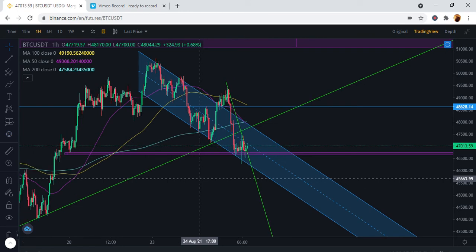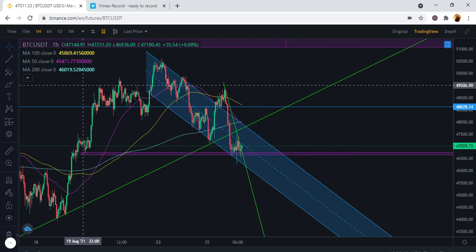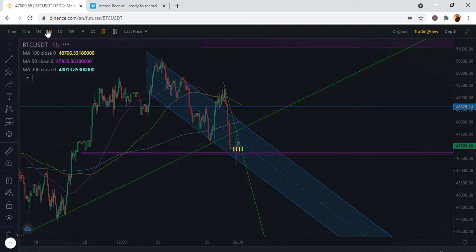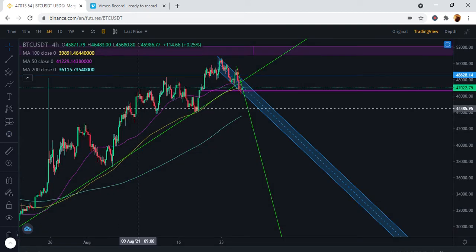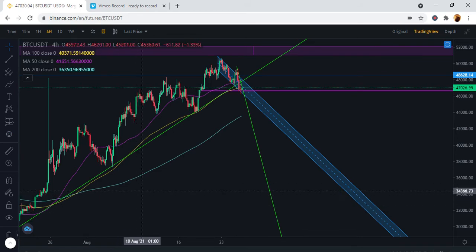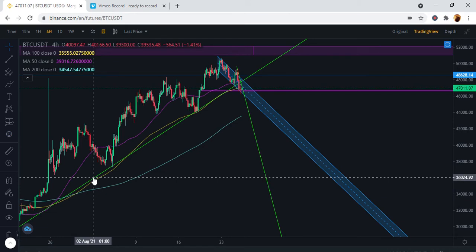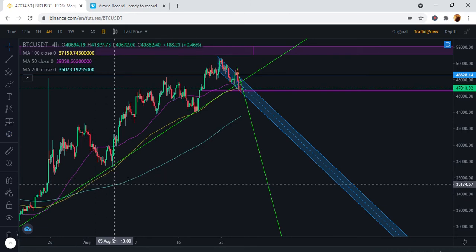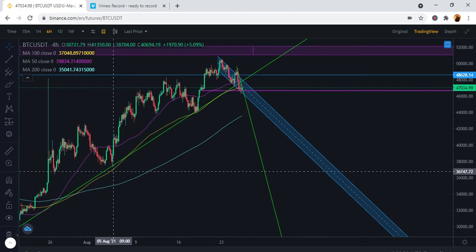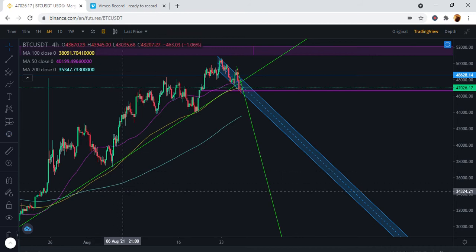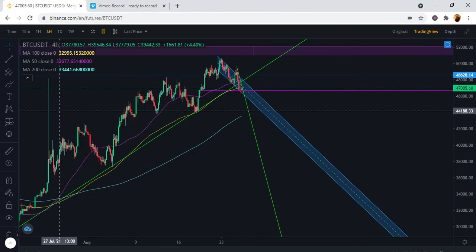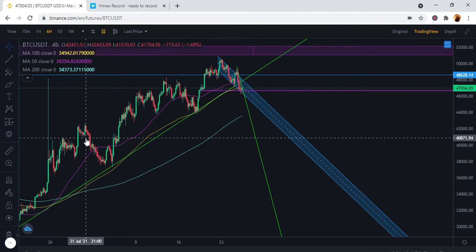Okay, let me just quickly sift through that. Let's see. Okay, now this is how the blue and yellow lines work. Whenever the market is above the yellow and the blue line, the market is in an uptrend. But if the market is below it, then we are in a downtrend.